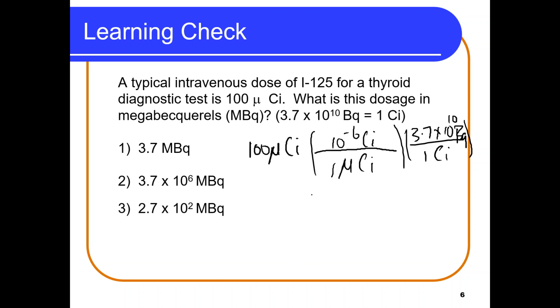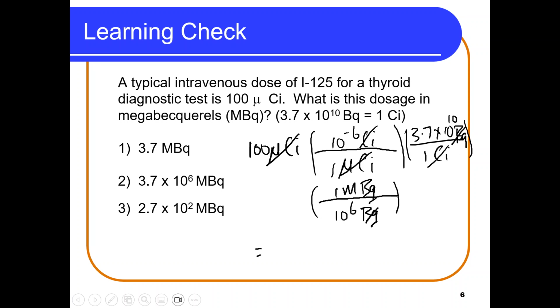And then I need one more conversion factor. I wish I had the space to do it across, but I'm going to do it down here. And this is where we're going to go from becquerel to megabecquerel. So 1 megabecquerel would be equal to 10 to the 6 becquerel. So basically, this unit will cancel with that. That unit will cancel with that. This will cancel with that.